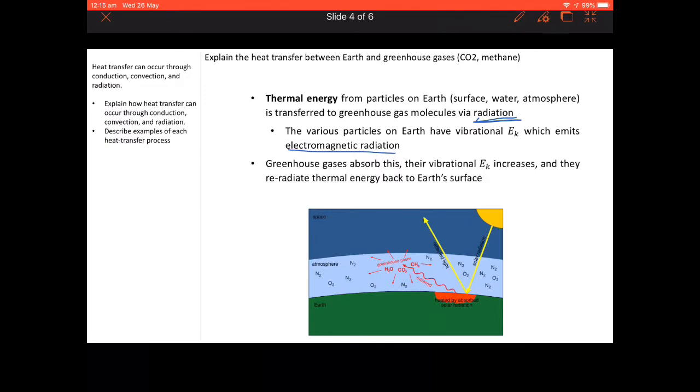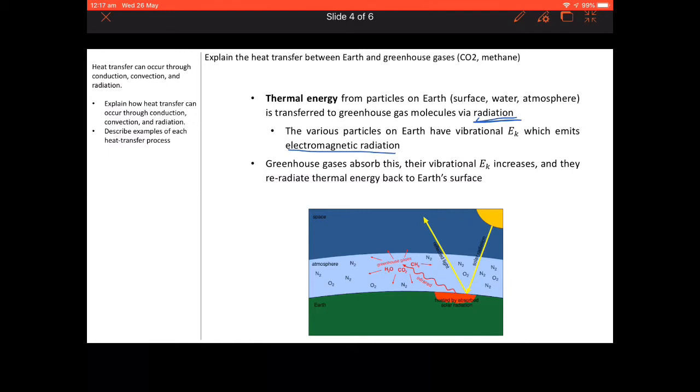Greenhouse gases then absorb this electromagnetic radiation, and their own vibrational kinetic energy increases, and they then re-radiate thermal energy back to the Earth's surface. In normal times, this re-radiation of thermal energy back to the surface of the Earth maintains the Earth's temperature at a level that can support life on Earth.